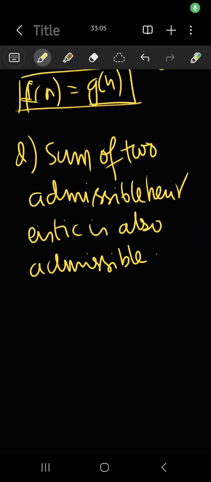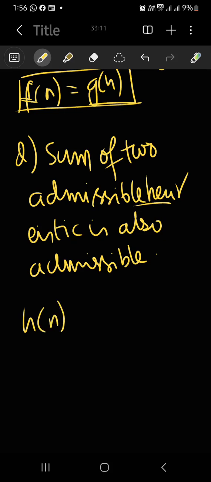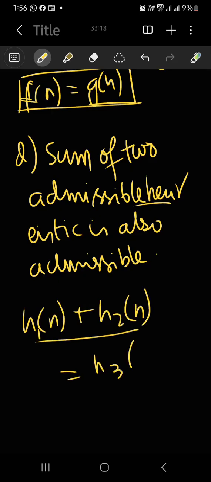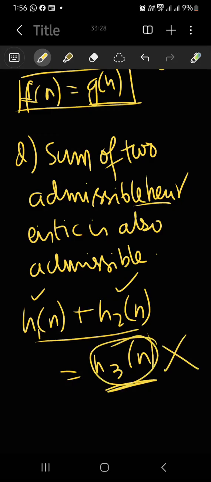The question is: the sum of two admissible heuristics is also admissible. That means, let's say this is one heuristic h1(n), and this is another heuristic h2(n). The sum makes another heuristic h3(n). This is admissible, this is admissible, but is this admissible? No. If you sum two admissible heuristics, the third heuristic you get as a result is not admissible. So the answer is false.